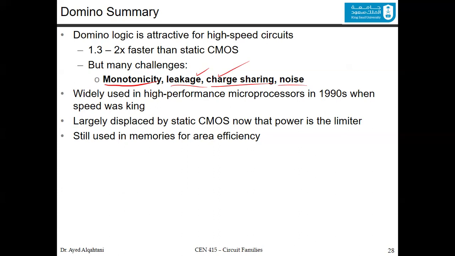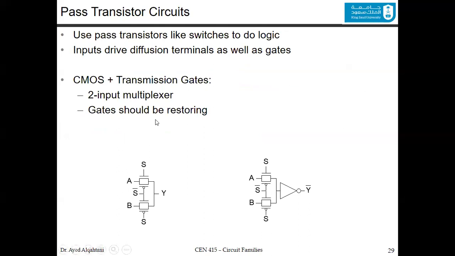Now we will move to the last type, which is the pass transistor circuits. We actually introduced the pass transistor before, and we said that it's like switches. And this is like for multiplexing, you have A and B. This is one pass transistor, that's another pass transistor, and we can generate the Y. And that's another one where you have an inverted mux.